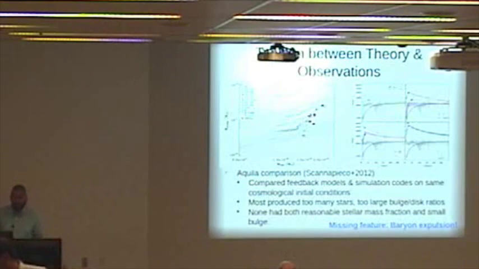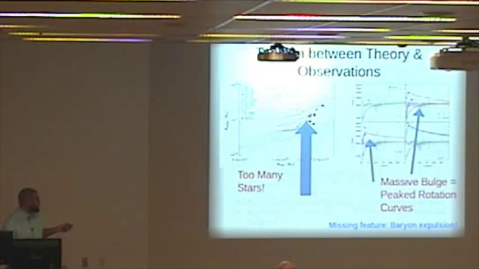Now, unfortunately for us theorists, there has been some tension between the theory of how these things form, in particular simulations of their formation, and the observations. So if we go back and look at something like the Aquila Comparison Project, we find that galaxies simulated with a wide range of different subgrid models for both their star formation and their feedback tended to produce too many stars in the stellar mass-halo mass relation, and tended to produce very strongly peaked rotation curves indicative of massive bulges.